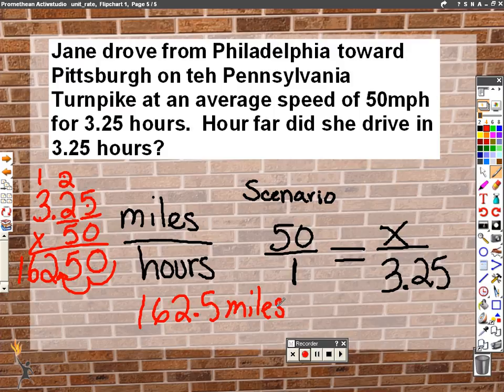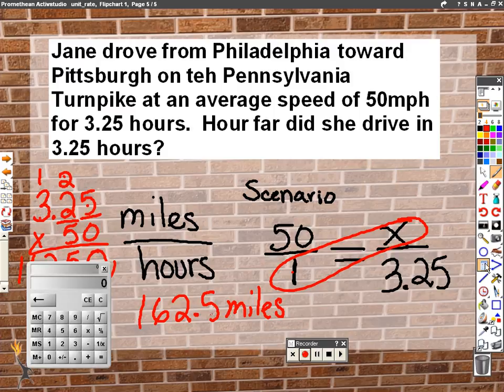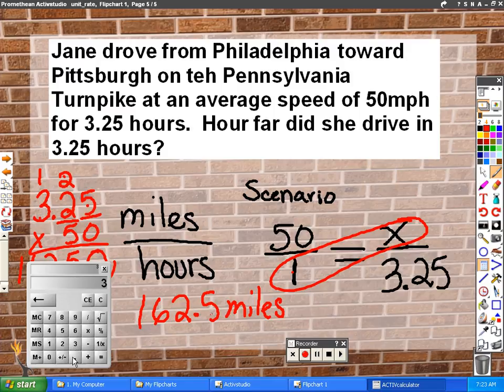The reason why I just stopped at the multiplication is right here I have 1x. If this had been 2x, then after I got the 162.5, I would have had to divide by 2. And we're going to look at an example like that in a second. Just in case, to verify that I did my math right, I'm going to do 3.25 times 50, and I get 162.5.